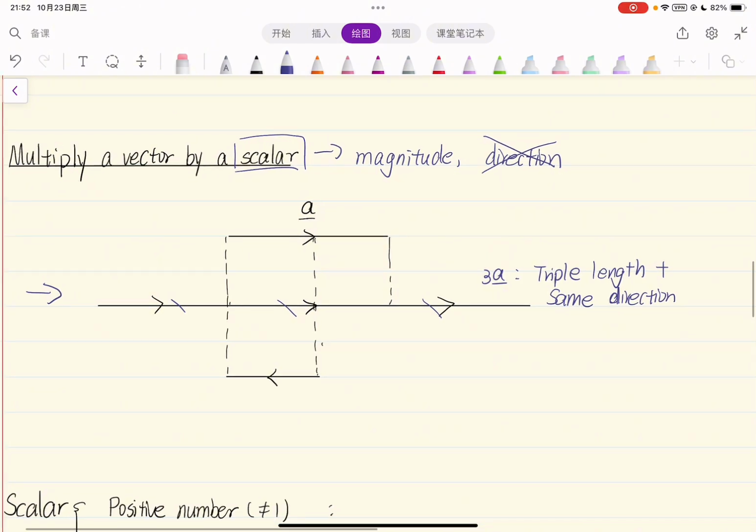For the third one, that is minus half vector a. It has half the length of the vector a and is in the opposite direction of the vector a.